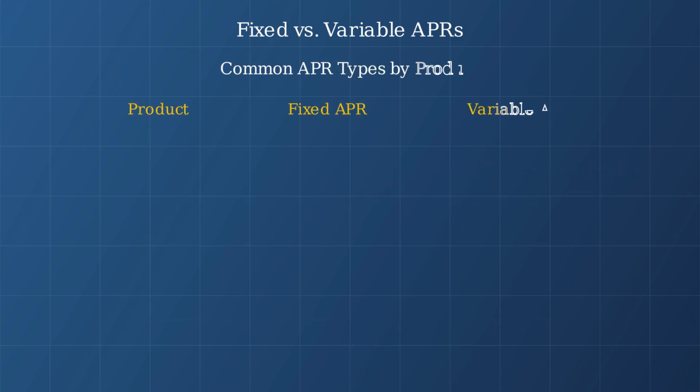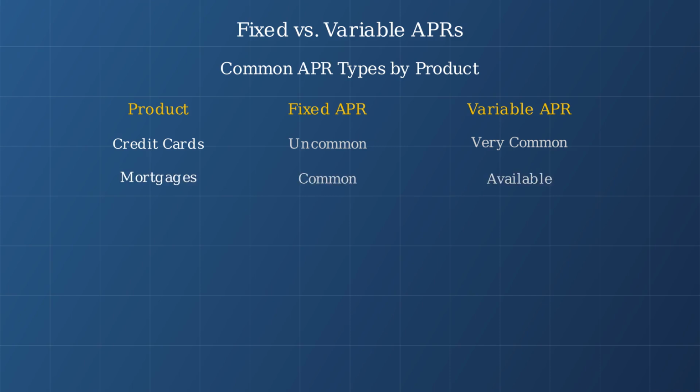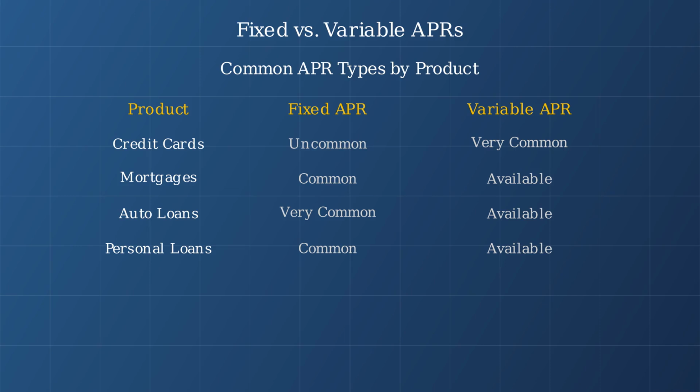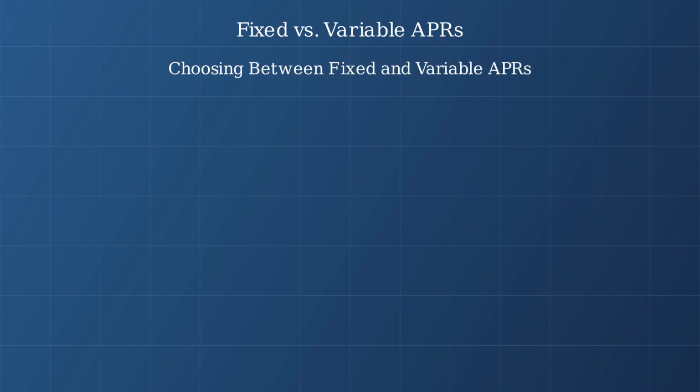Different financial products typically offer different APR structures. Let's look at what's common in the market. Credit cards predominantly use variable APRs tied to the prime rate, which allows banks to adjust rates when market conditions change. For mortgages, both fixed and variable options are widely available, with fixed-rate mortgages being popular for their stability. Auto loans typically feature fixed APRs, providing consistent payments throughout the loan term. Personal loans offer both options, though fixed rates are more common for their predictability.